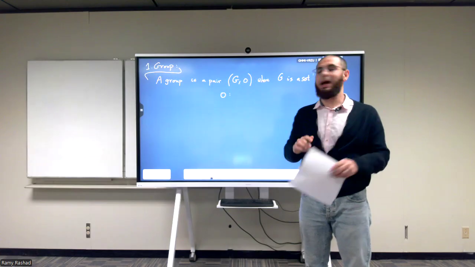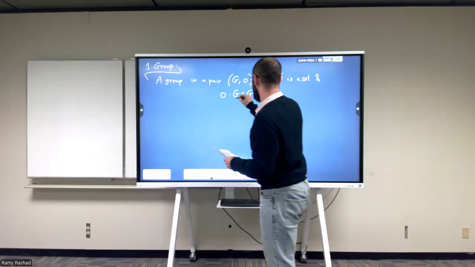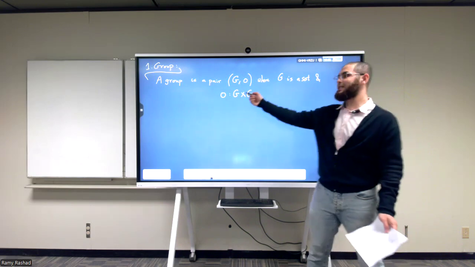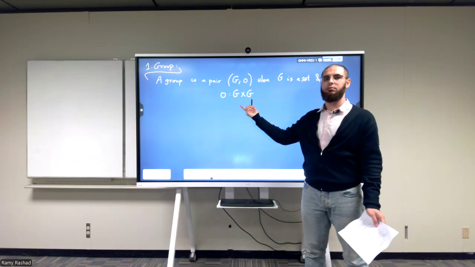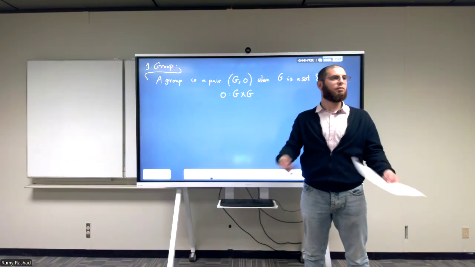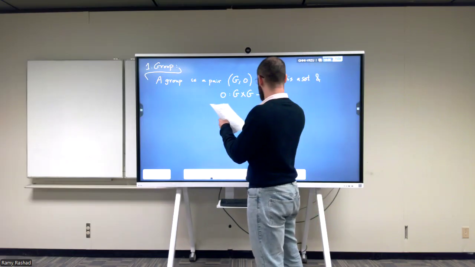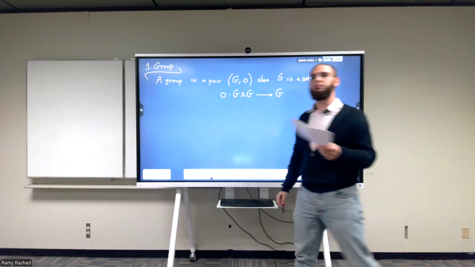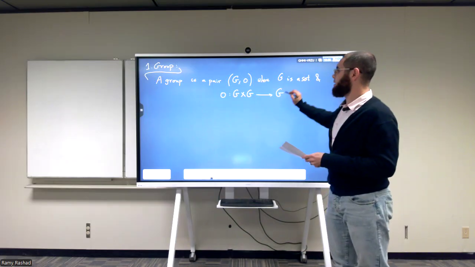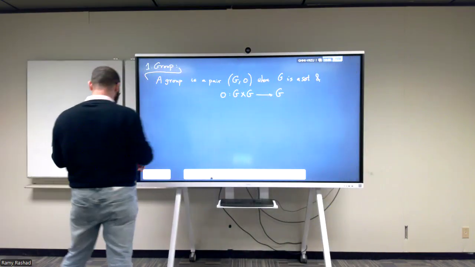It's just a map that will eat something from a set. What is this set called? G is a set. What is this set called? The Cartesian product of G with itself. Okay. And it goes to G. So this is the mapping. This is the binary operator.